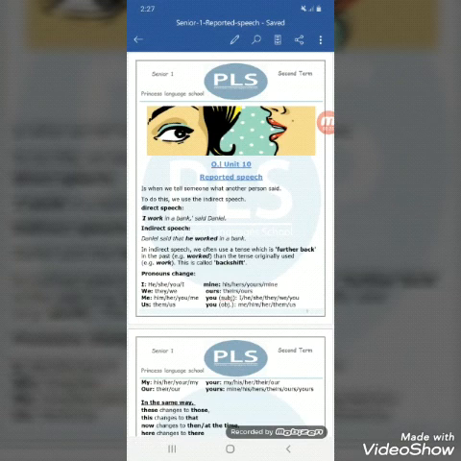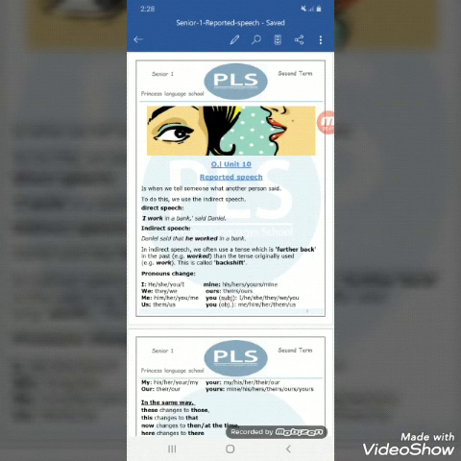Okay, what is the reported speech? What do you think it could be? Reported speech is when you tell me something and I want to report to someone else what you just told me. Okay? So it's when we tell someone what another person said. To do this, we use the indirect speech.